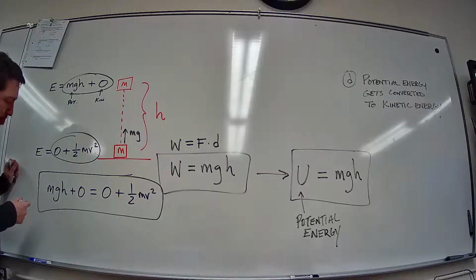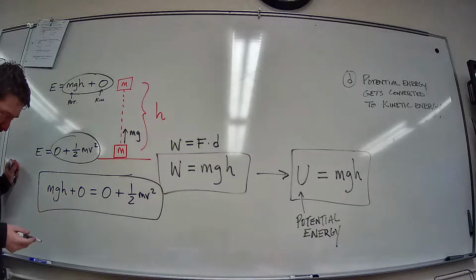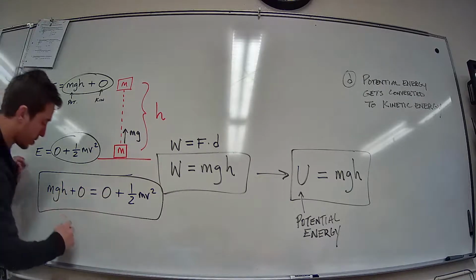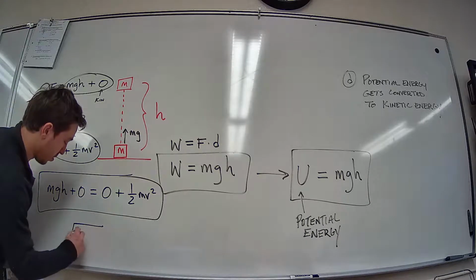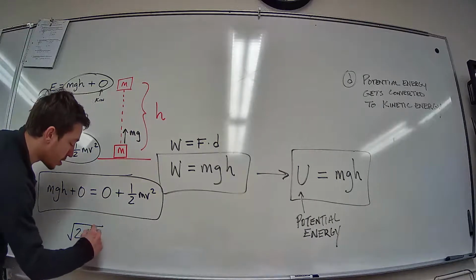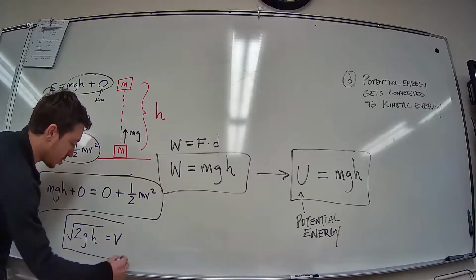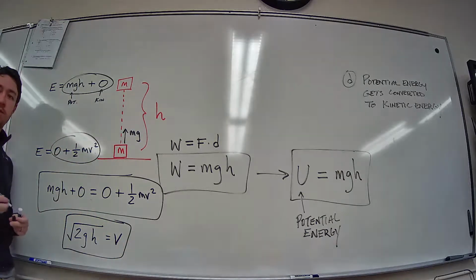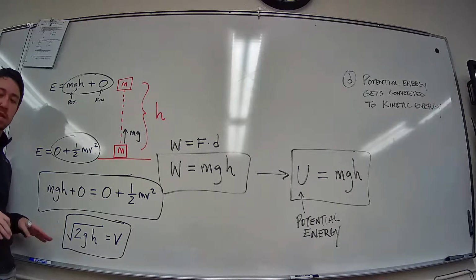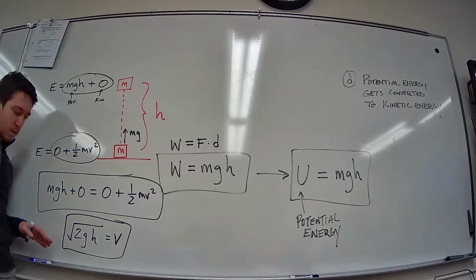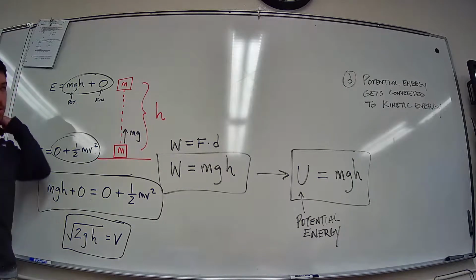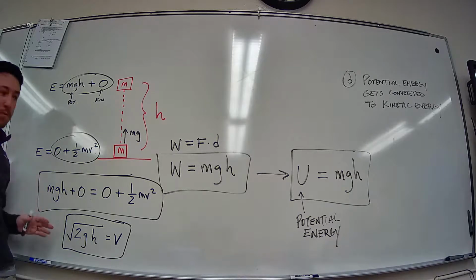Well, what cancels out, first of all? The m's cancel. 2 comes up here, and then you take the square root. Hopefully you recognize this. This is a result we've seen before. This is a result that showed up in kinematics.